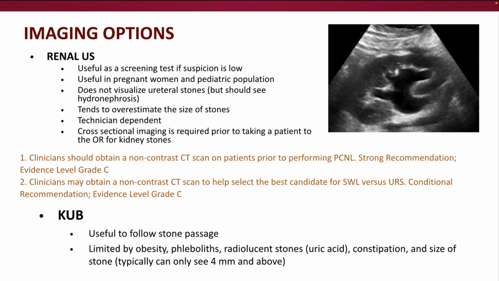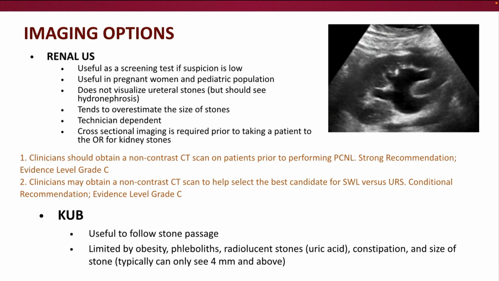What about KUB? KUB really has a pretty limited role, but it can be very useful to follow stone passage. So I like to use KUB if somebody is in the ER or in your clinic and you know they have a stone and you're going to try to send them home for passage. I might send them for a KUB because if I can see it on that, it's useful to follow up to make sure it passed.